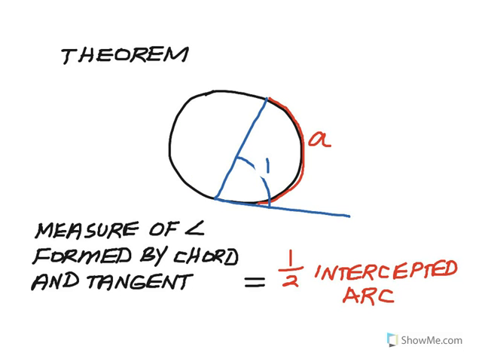Okay, then the last theorem is that when you have, it kind of looks like a pair of tongs, an angle that's formed by a chord inside of a circle and a tangent to the circle, like the previous theorem, that angle measure is equal to half the intercepted arc. So in this case, the measure of angle 1 in the diagram is equal to 1/2 the intercepted arc A.